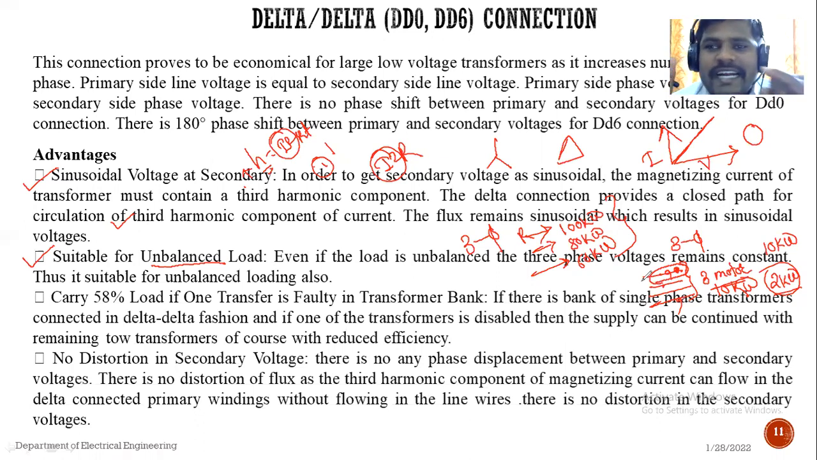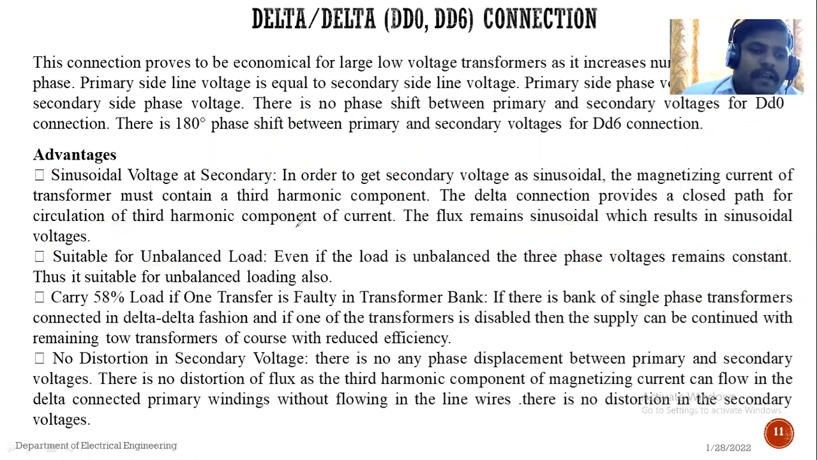Okay, so such a condition, that is unbalanced condition, if there is an unbalanced condition, at that situation this type of connection is suitable. हेच मला सांगायचं होतं फक्त. That is, this connection is suitable if there is an unbalanced loading condition. Getting this one point? Yes, sir. Okay, see, the next advantage is that it will carry a 58% load if one transformer is faulty in a transformer bank.